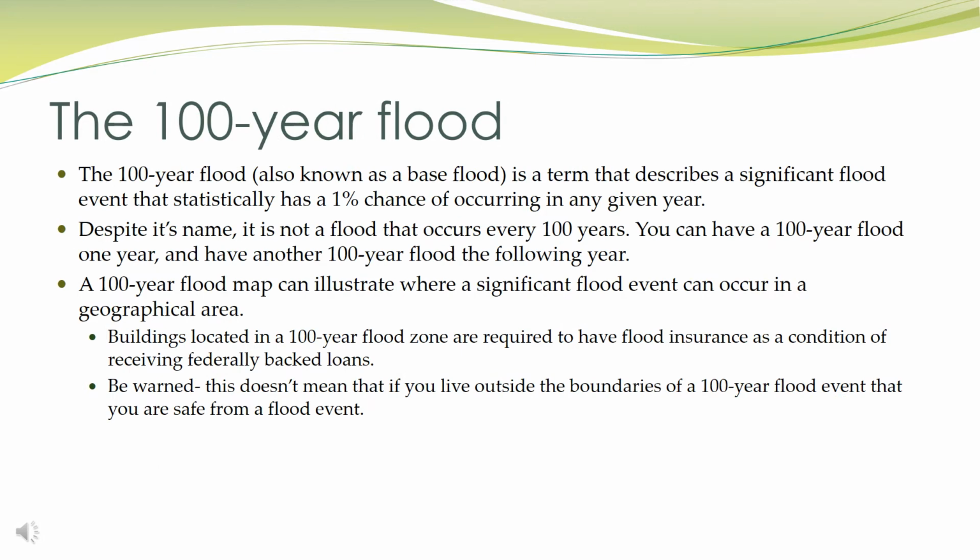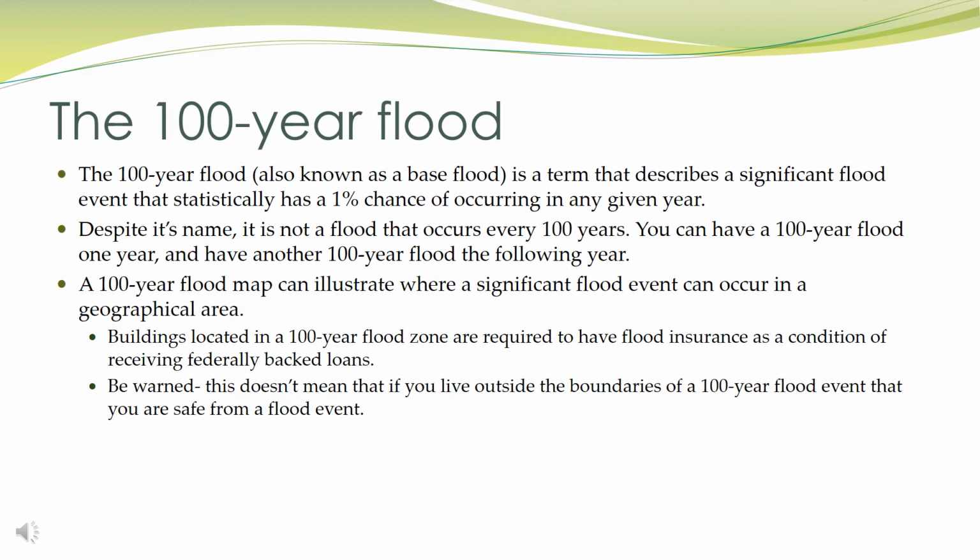When people talk about significant flood events, the term 100-year flood often comes up. But what exactly is a 100-year flood, and what does it mean? The 100-year flood, also known as a base flood, is a term that describes a significant flood event that statistically has a 1% chance of occurring in any given year. Despite its name, it is not a flood that occurs every 100 years. You can have a 100-year flood event one year and have another 100-year flood event the following year.